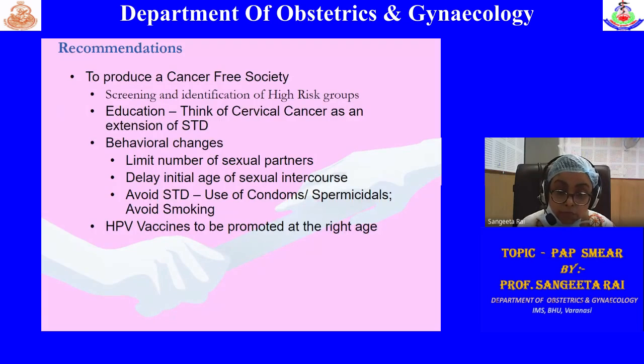Adolescent counseling is very much important because most of the adolescents now are coming with STD infections, and these are very high risk factors in the long run, because the trauma to the cervix starts very early. For STD infection, you have to advise use of condoms or spermicides. Smoking should be avoided, and yes, HPV vaccines should be taken.